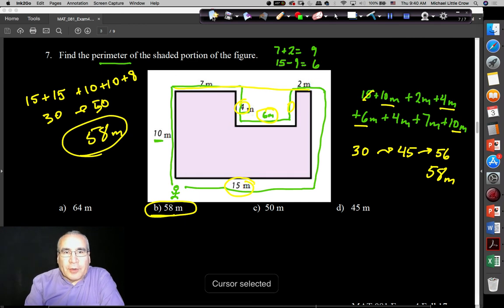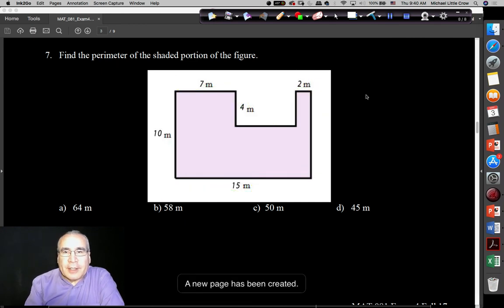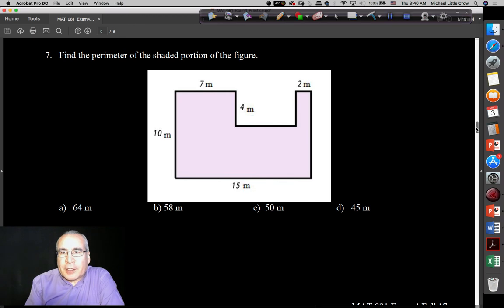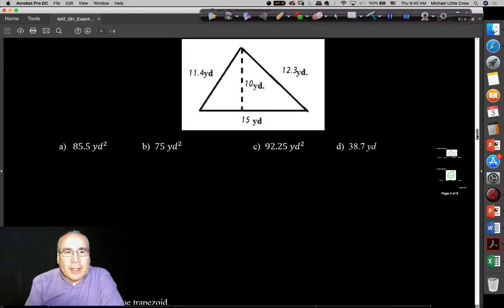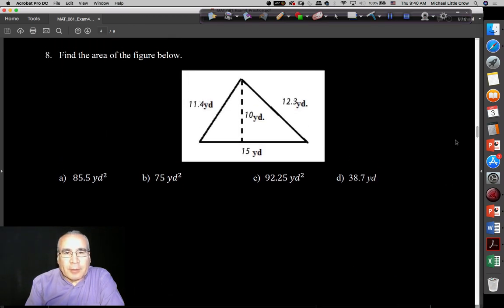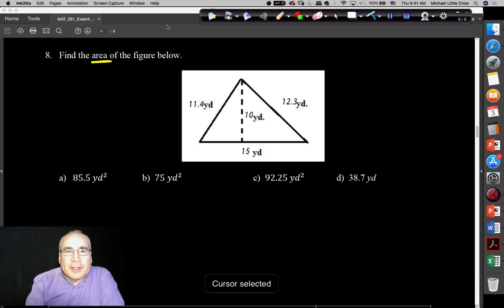So let's keep rolling along. We'll save that one, and we'll move to question number 8, because I think that'll give us a good place to maybe take a little break. So we've got a triangle. We're asked to find the area of the figure. So for that one, we're going to use a formula for the area of a triangle.